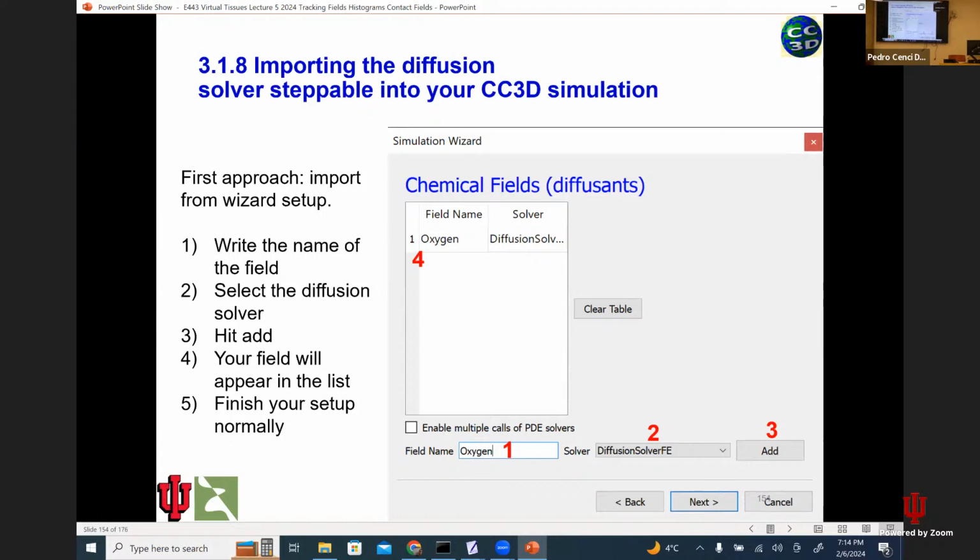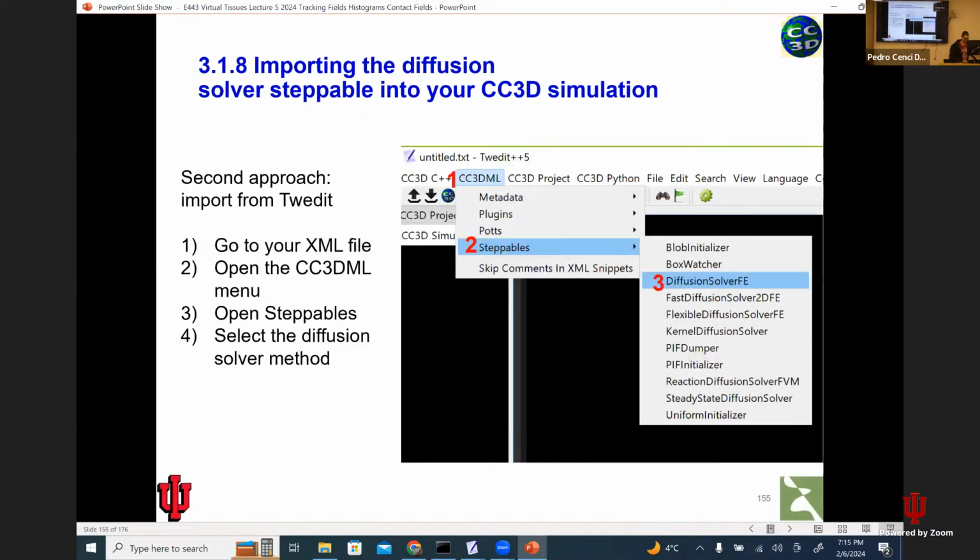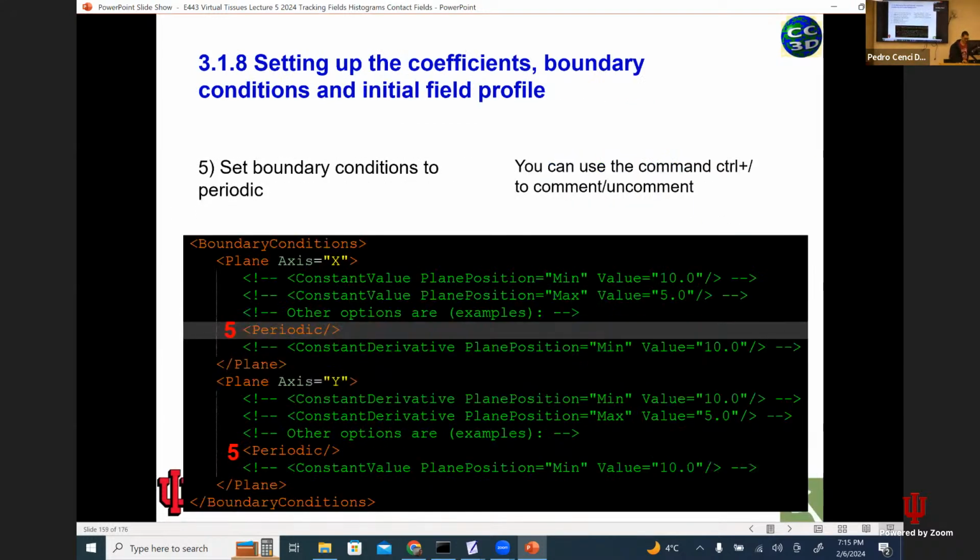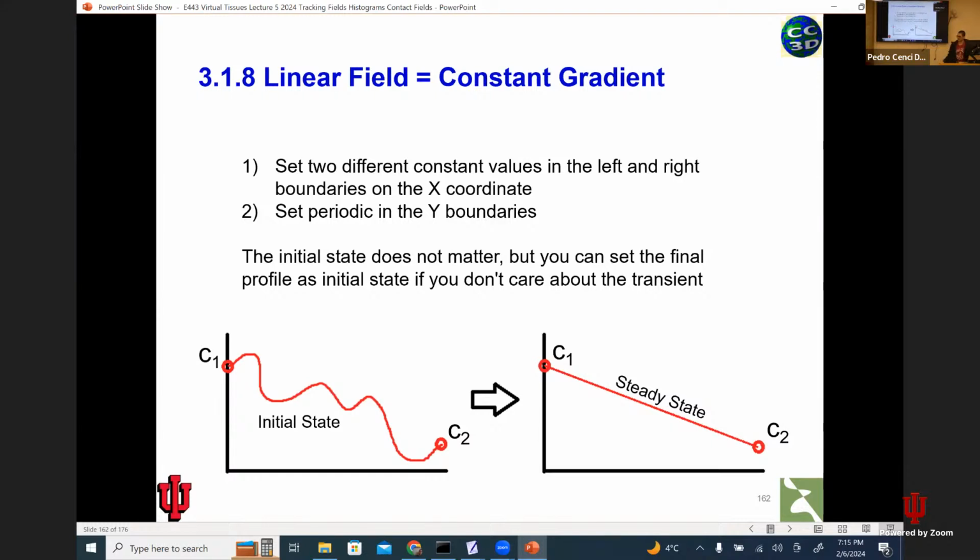Can you go back to the exercise slide? We had to figure out which diffusion solver. Diffusion solver FE. It's written here. Right, but it was on the previous slide where it was describing the exercise, so that's why we went back. But can we see that slide for the exercise again? Yeah, you need to change the boundary condition such that you achieve a linear gradient.